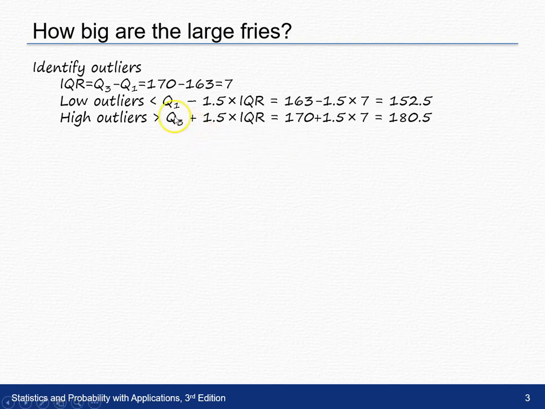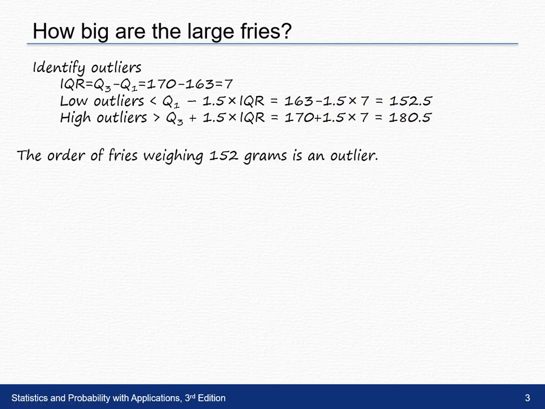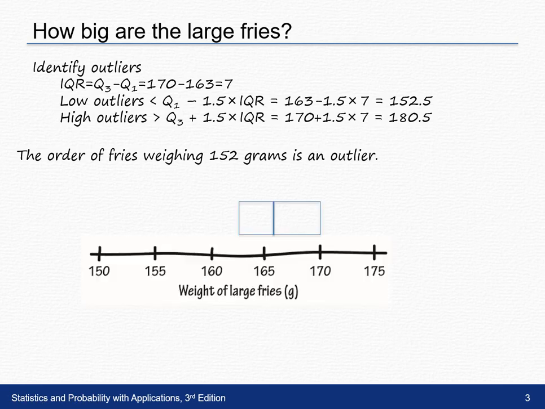For high outliers, we test Q3, any values greater than Q3 plus 1.5 times the IQR. For us, that's 180.5. We have no values above this. So we just have one low outlier, and those are the French fries with 152 grams. So taking our box plot from before, what we need to do now is add an asterisk to denote the outlier at 152. The final step to creating a box plot is to then draw your whiskers.